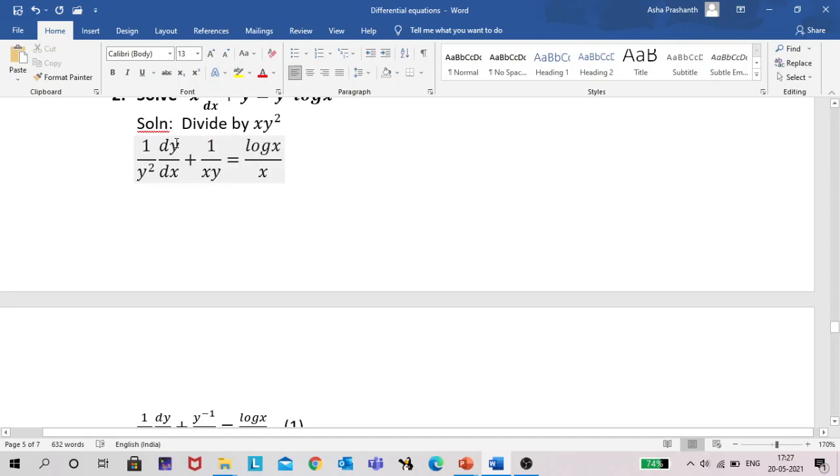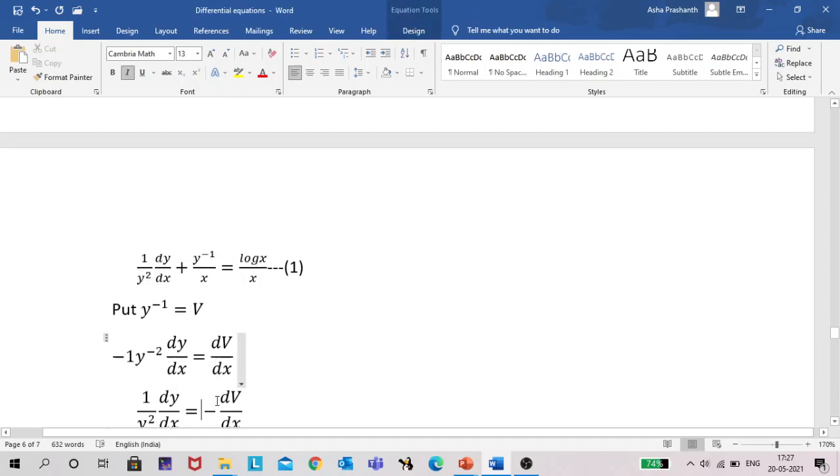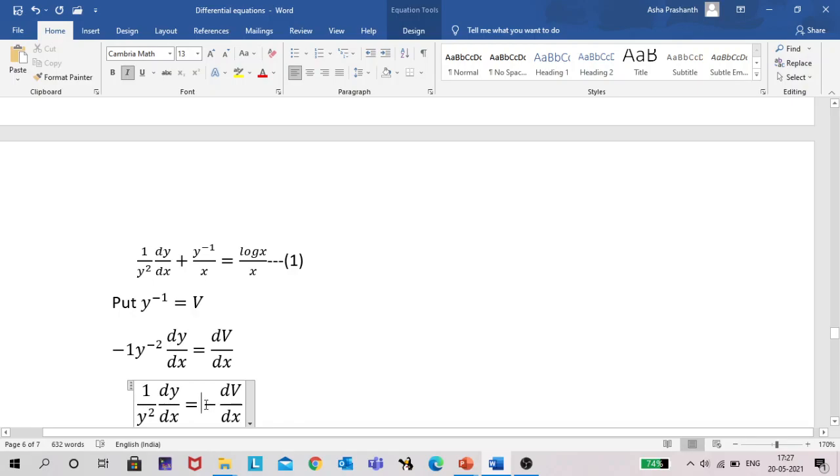So what do I get if I divide like that? 1 by y square dy by dx plus 1 by xy is equal to log x by x. Okay. So in the next step, that 1 over y can be written as y to the power of minus 1, and I am calling this equation 1. The same thing here, the p coefficient is y to the power of minus 1. I am taking this as v. To differentiate this, x to the power of n differentiation, right? y to the power of minus 1 differentiation is minus 1, y to the power of minus 1 minus 1. Right? You will get minus y to the power of minus 2 dy by dx is equal to dv by dx.